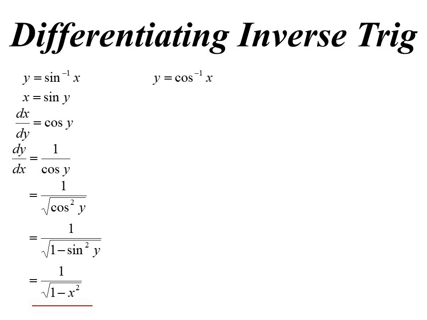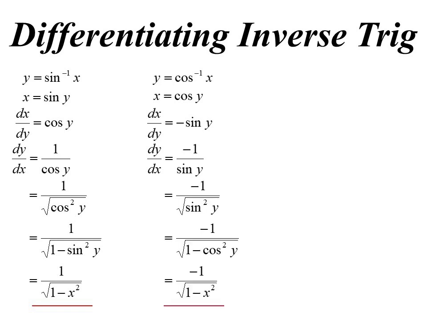Let's do a similar thing for inverse cos. I'll make it x equals cos y. Cos goes to minus sine. Turn it upside down. Now, how do I get the x in there? I'll do the same sort of thing. Sine is the square root of sine squared. Sine squared is 1 minus cos squared.